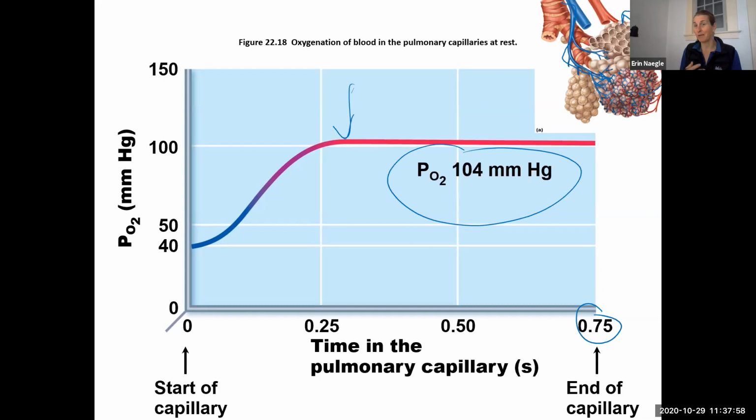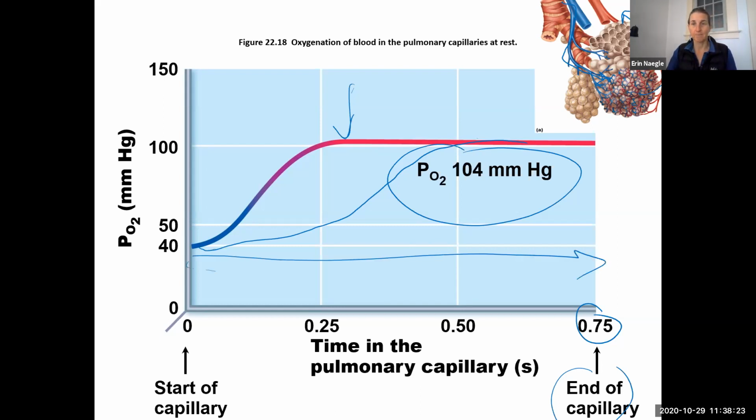So even if you're a bit sick, and the blood is in the capillaries for a longer period of time, maybe it looks more like this, but you might still get to full oxygenation. But of course, if you're really sick, then even in that 0.75 seconds, the blood doesn't become fully oxygenated. Or you've lost a lot of surface area.